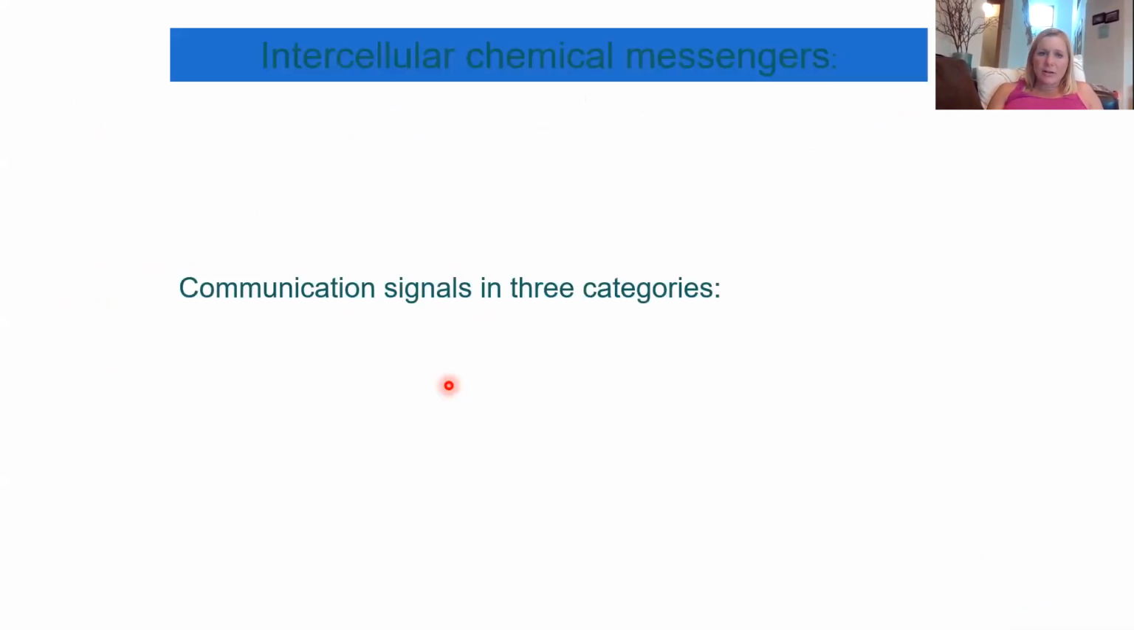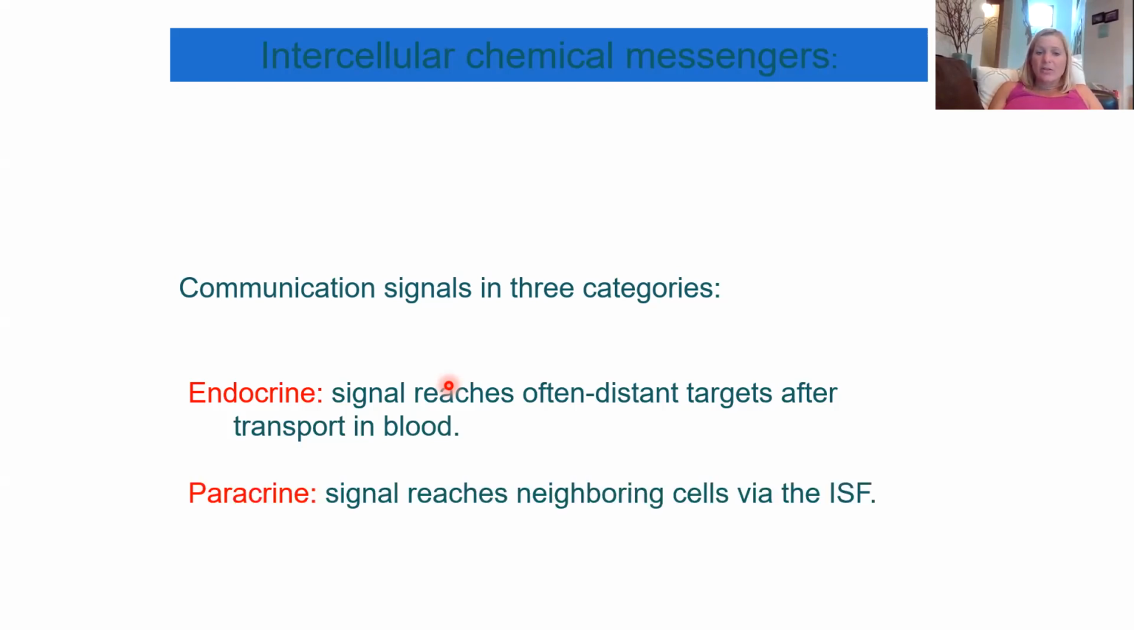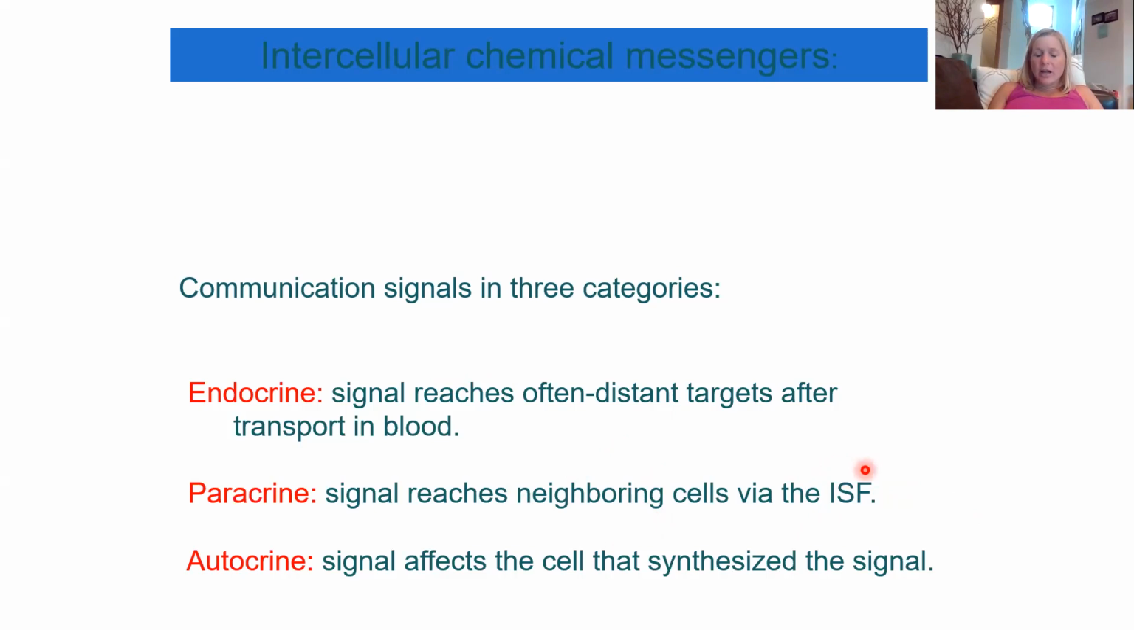So as I mentioned, 3 different categories. Again, endocrine is going to have an effect on something that's further away, a distant target. Paracrine is going to reach a neighboring cell and have a signal that way via interstitial fluid. And then autocrine, again, is going to have an effect on its own self. So it's going to signal its own cell or its own tissue.